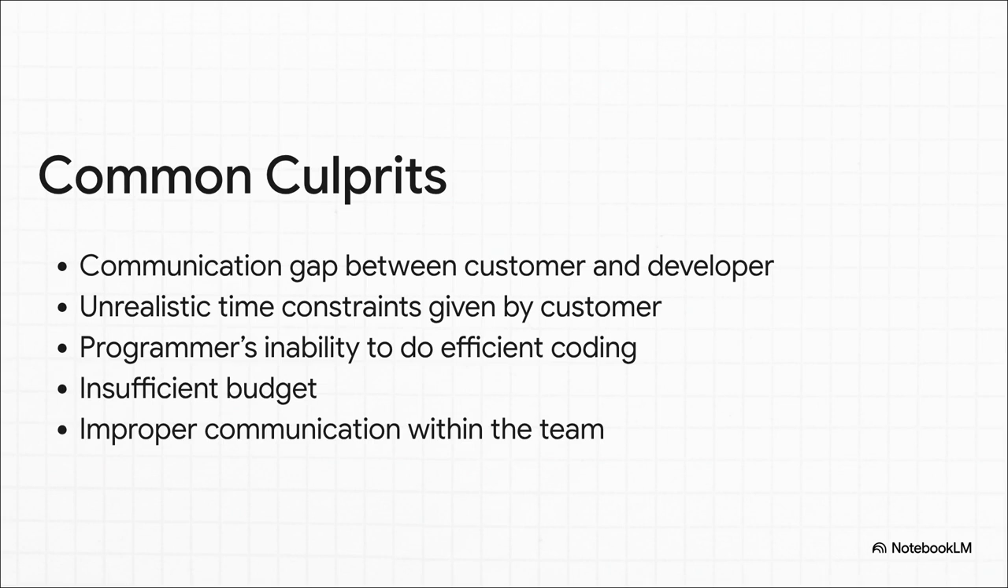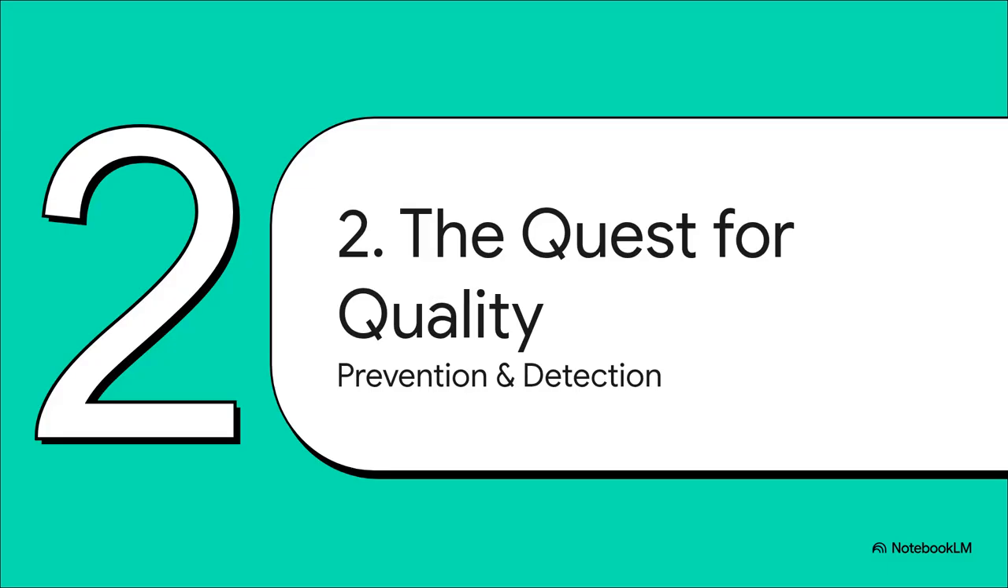So who are the usual suspects here? Well, the culprits are often very human. It could be something like a communication gap, where the developer just didn't quite get what the client wanted, or maybe unrealistic time constraints, forcing everyone to rush. And of course, there are simple programmer mistakes, not having a big enough budget, or just not fully understanding the requirements from day one.